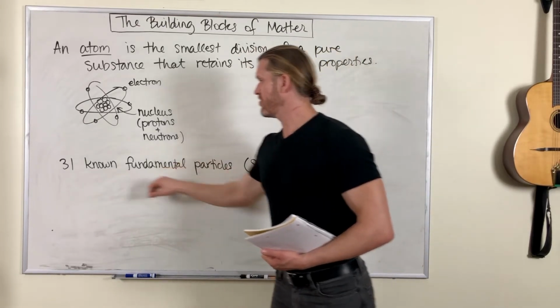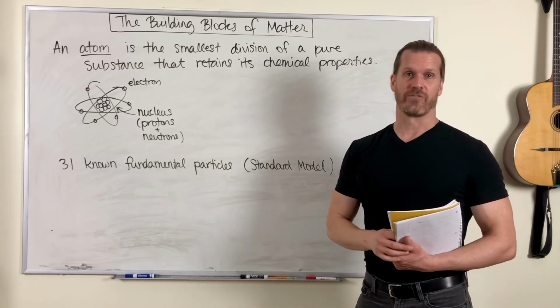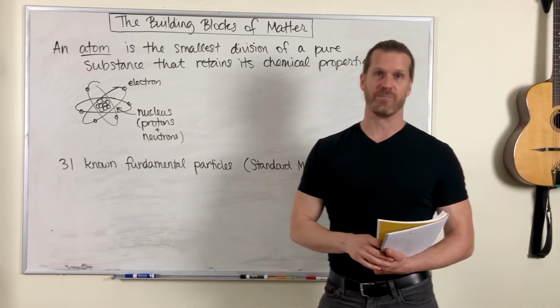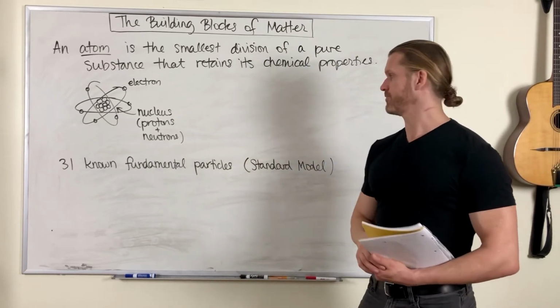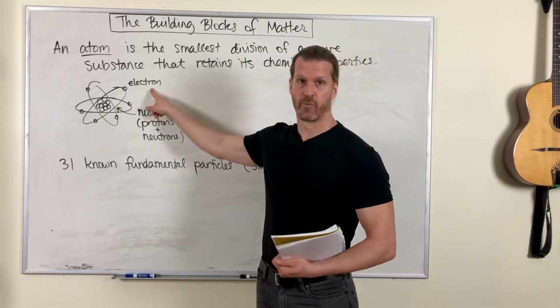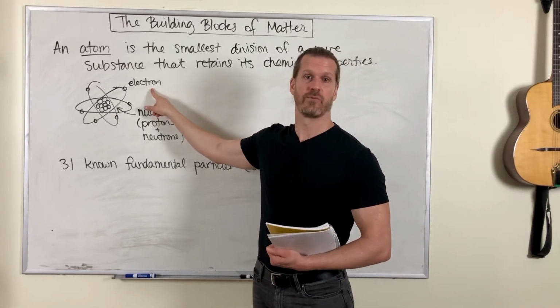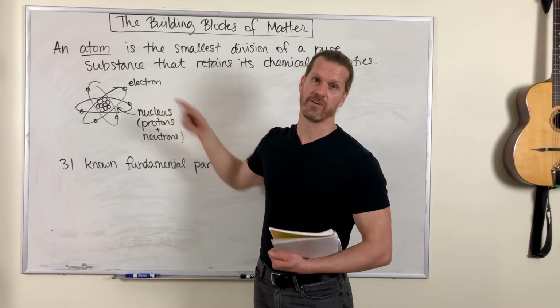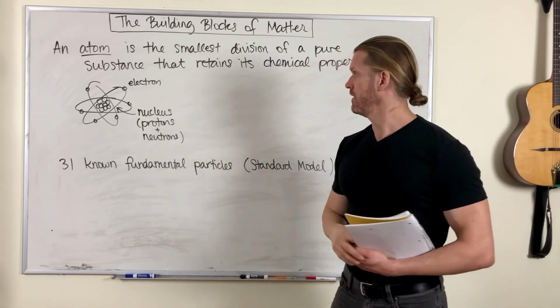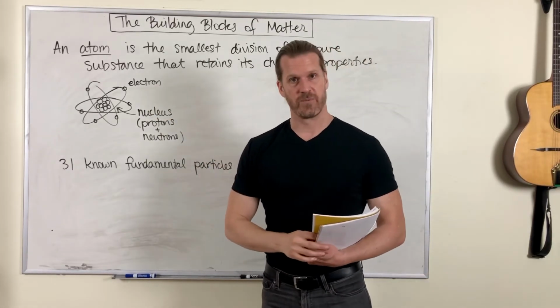There are 31 known fundamental particles that are the smallest known building blocks of matter. Electrons are one of these fundamental particles. As far as we know, electrons can't be broken down into anything smaller. Protons and neutrons are not fundamental particles.